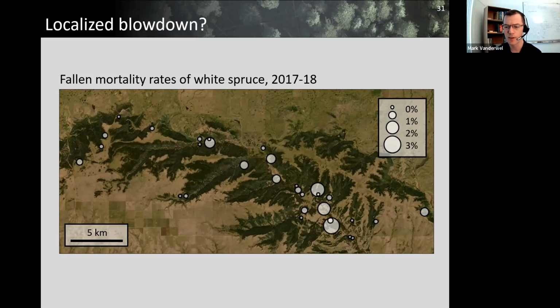We did have a weather station that was right in the middle of those 3 large circles there, but unfortunately its battery happened to be dead in this year, and so we weren't able to get wind speed measurements that we might have been able to use to relate that fallen mortality to a particular weather event.